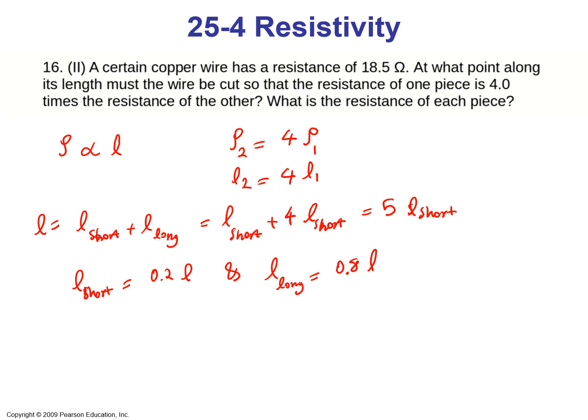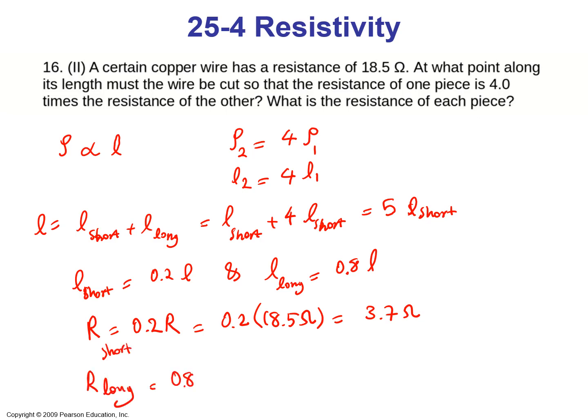But what is the resistance of the short piece, for example, if the length is 20% of the total length? Therefore, the resistance is 20% of the total resistance. So we will have 0.2 times 18.5 ohms. This is equal to 3.7 ohm. Call this R short. For the long piece, this is 80% of the total resistance, and that is equal to 14.8 ohms.